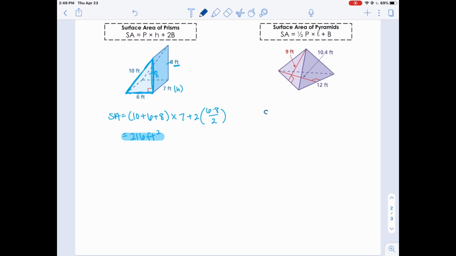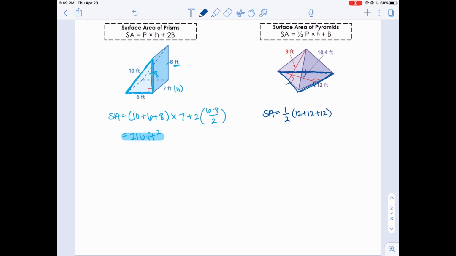Surface area of a pyramid is a little bit different than a prism. We're going to take a half times the perimeter. So first, let's find our base shape. It is sitting on another triangle, okay? So it's not labeled, but I know that this triangle is equilateral. So each of these lengths are 12. Okay, so we're going to add 3 12s together. Side plus side plus side.